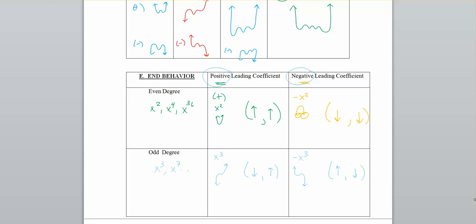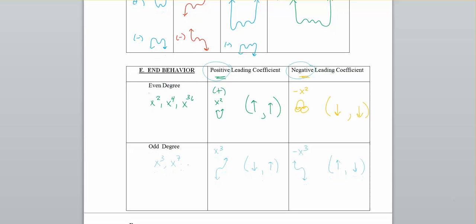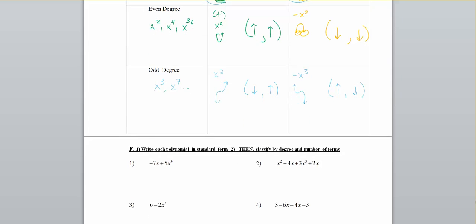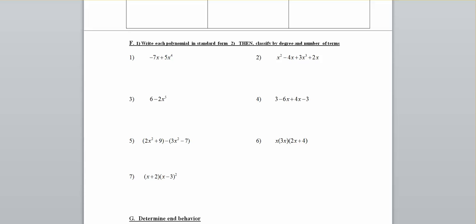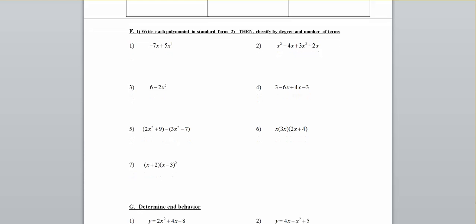So we need to learn about x, x squared, x cubed, what their graphs look like, so we can mimic that behavior for things of higher degree. Okay, so we're going to put together all the things we just did on the first page. The first thing we're going to do is write the polynomial in standard form and then classify it by degree and number of terms.